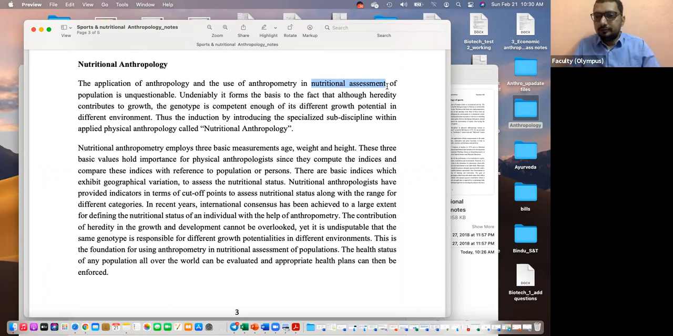Anganwadi workers, for example, check the measurements of people in rural areas to see if they are actually attaining their expected growth rates. So indirectly, we know what nutrition is given. If there is a problem with the nutrition, they can correct that problem. So anthropometry has a great role in nutritional assessment. This has been known for some time.